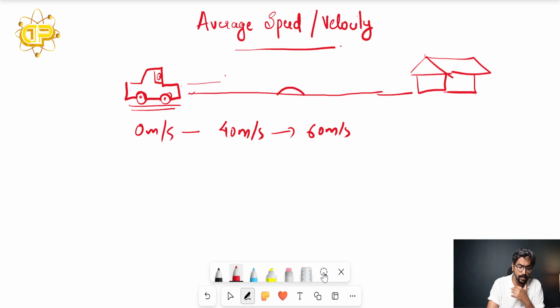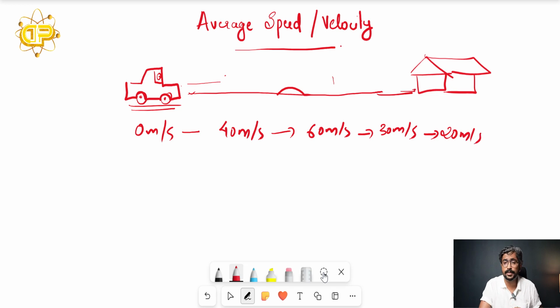So there is a hump on the road, and I just applied my brakes. So it has come down to say 30 meter per second, and then I'm just moving. Suddenly there is a market there, with a lot of rush, traffic and people, so I again apply the brake and need to move very cautiously. So it is 20 meter per second like that. And then I reached your school.